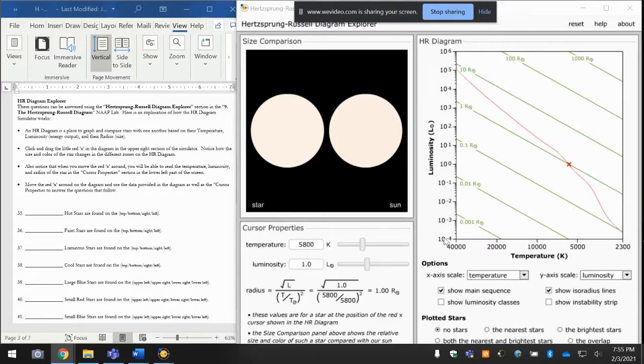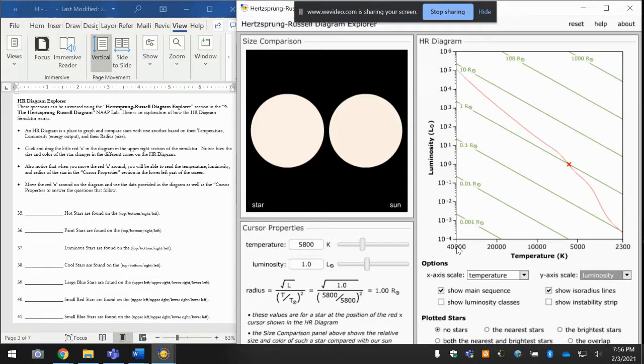The HR diagram gives the energy output, or luminosity, here along the y-axis. More luminous stars, in other words, stars with greater energy output, are higher on the diagram, and stars with lower energy output are lower on the diagram. Actually, luminosity is directly related to magnitude, so you can switch that scale. Magnitude is the brightness of a star. Brighter stars are higher on the HR diagram, and dimmer stars are lower on the HR diagram.